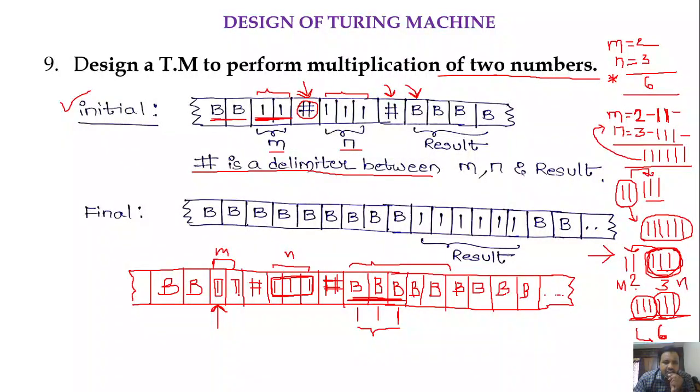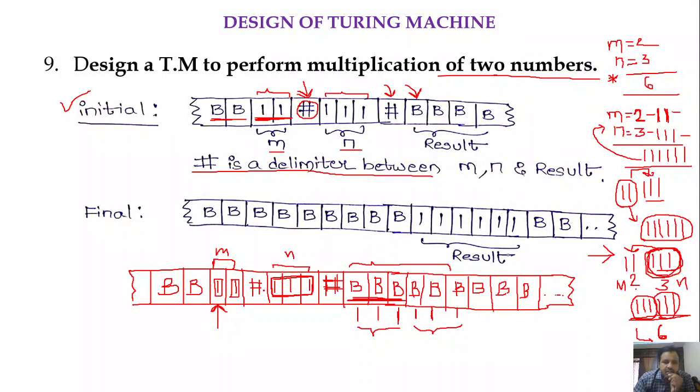Then we will take the second one in the m, and we will save these 3 ones in the result portion again. Wherever we have a blank, we are going to convert that blank into 1. So for the one which is there in m, we are going to save the n value, meaning 3 ones, again in the result portion.